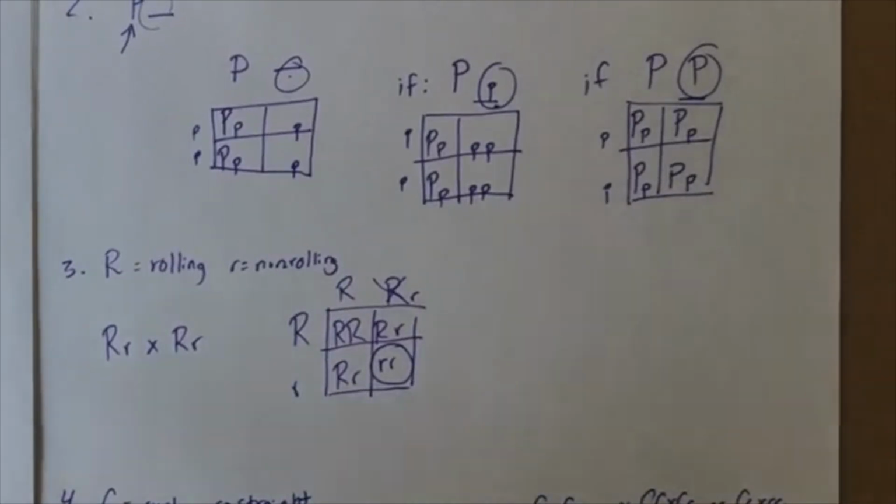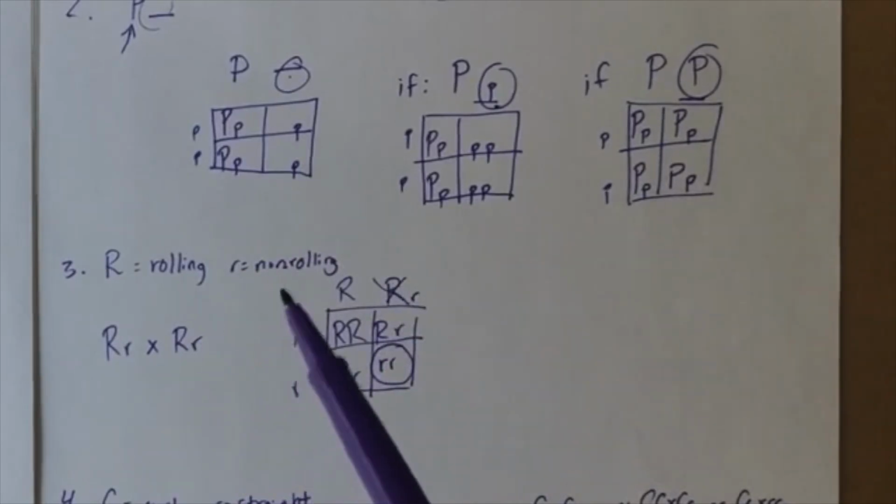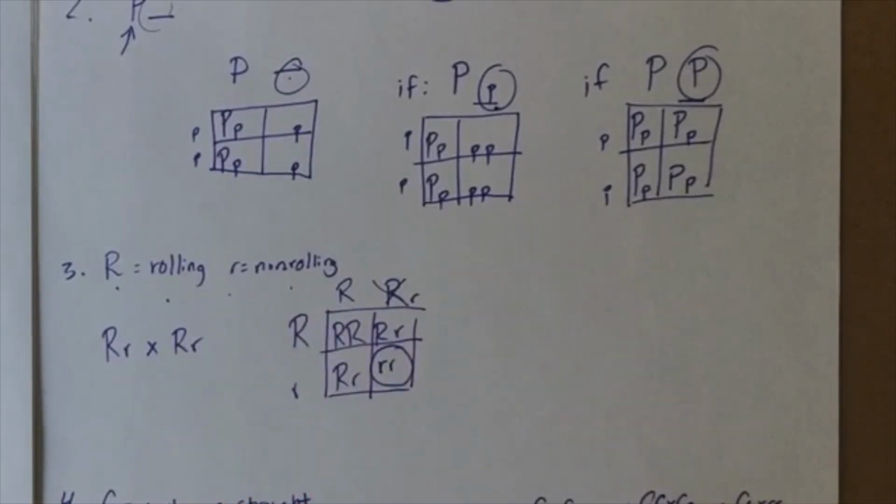All right, number 3, both parents can roll their tongue, yet their child cannot. What must the parent's genotype be? Rolling of the tongue is dominant. So big R is for rolling, little r is for non-rolling. Both parents can roll, so we know it's big R, little r.